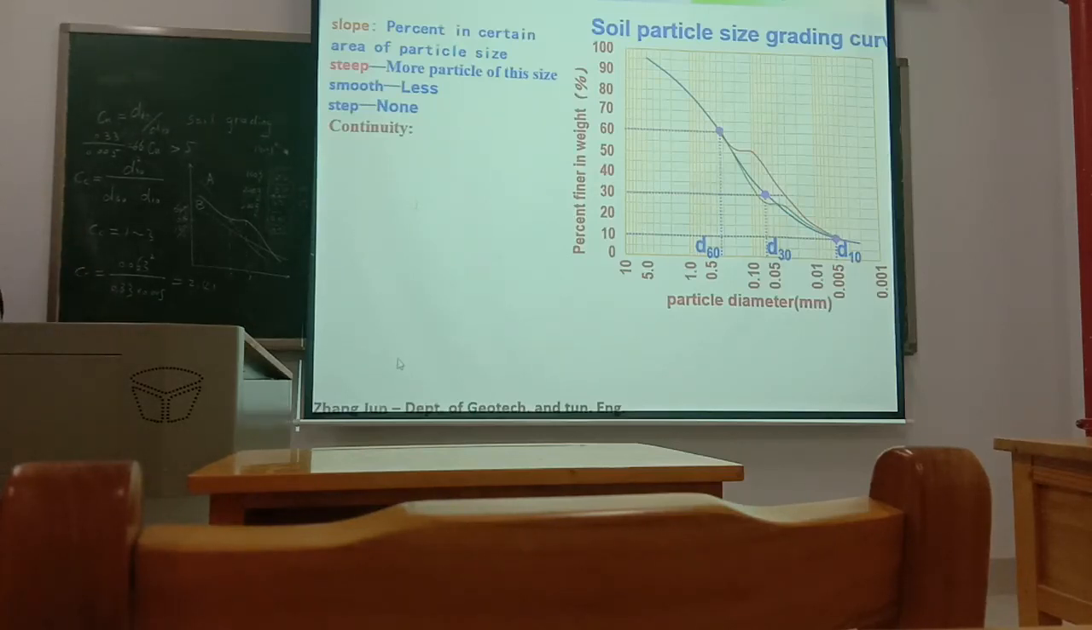There are two coefficients to assess the soil particle distribution quantitatively. But there is another way: we use the figures to assess the soil gradation. If the slope is steep, maybe the soil has a uniform particle size. If the slope is smooth, maybe the soil has a good gradation.